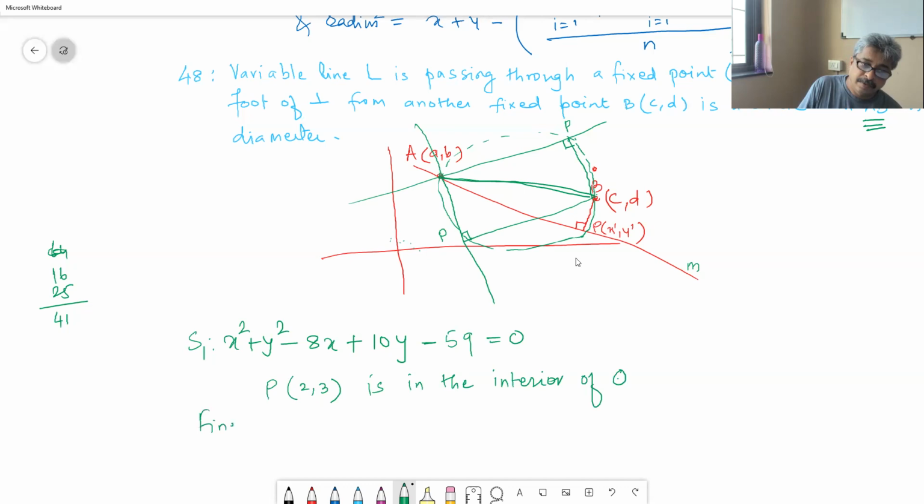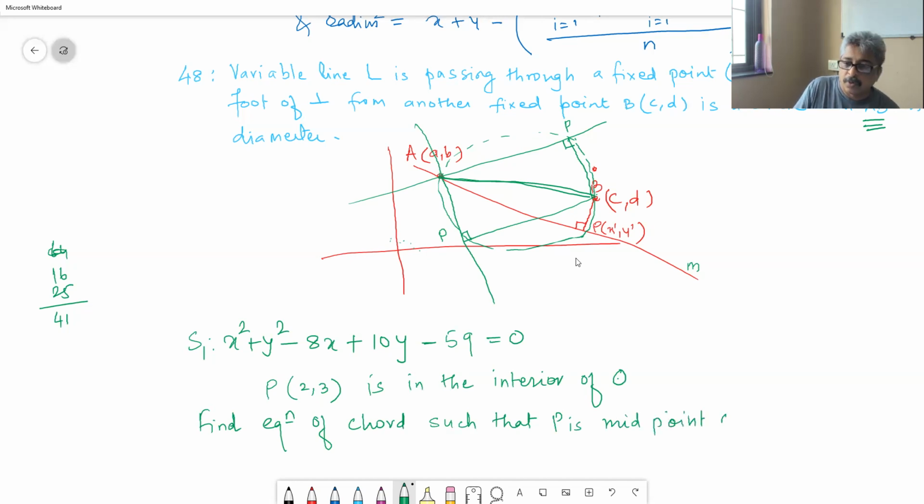Find the equation of the chord such that P is the midpoint of the chord.